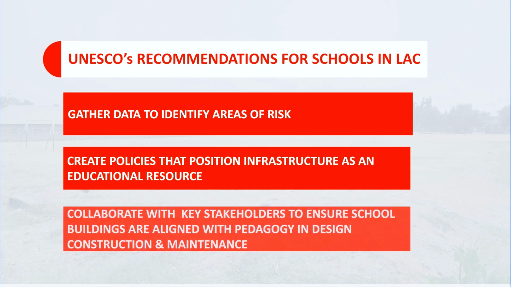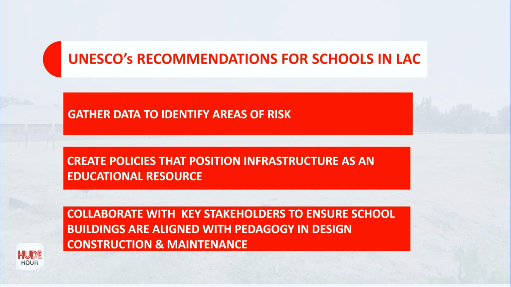Now, the very first one is to gather data to identify areas of risk. They are prone to natural disasters, so it is important when they are building schools that they check the area, check things basically to ensure that this place is safe. Next, we have create policies that position infrastructure as an educational resource. It is important. Place it as priority. Put policies that protect the buildings, that protect the areas, the environment, ensure there is cross ventilation, ensure that there is electricity, and come on, provide chairs, provide things that will make it easy for children to learn, for adults to learn, and all of that.